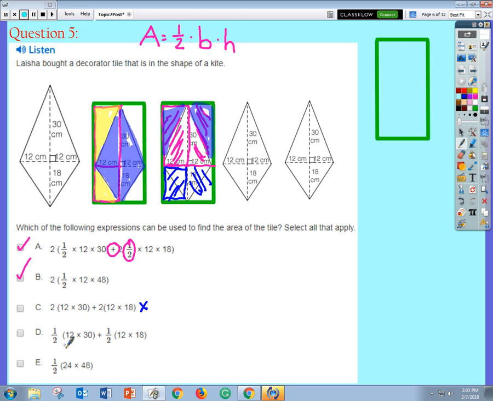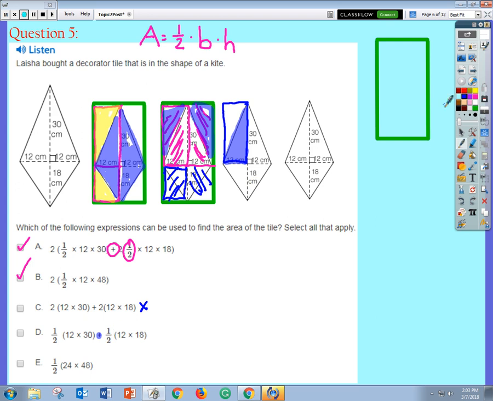I go to D. We have a half times 12 times 30 plus a half times 12 plus 18. Let's take a look. We have 12 times 30. There's my 12 times my 30. That would be the area of the rectangle. Now they cut it in half, and that's great. That gives me the area of this top part, if I wanted to call this top part the top part of the kite. Now we go plus 12 times 18.